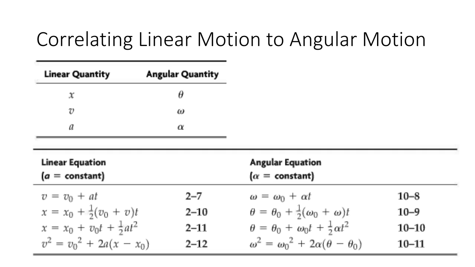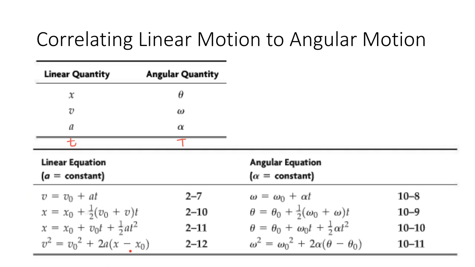For example, the linear quantity of position correlates to the angular quantity theta. Velocity correlates to angular velocity, and acceleration correlates to angular acceleration. We also learned earlier this week that time correlates to period. So all of these equations are ones that you've seen before.